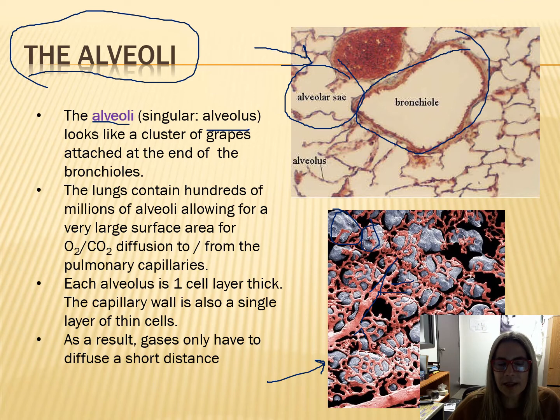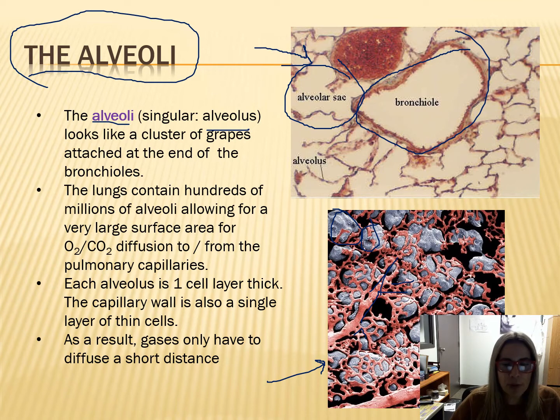The lungs literally contain hundreds of millions of alveoli. As a matter of fact, it's estimated that if you were to take the alveoli out of your lungs and spread them out in a single layer, it would cover an entire standard regulation tennis court. So you have a lot of alveoli to facilitate the exchange of oxygen and carbon dioxide gas.